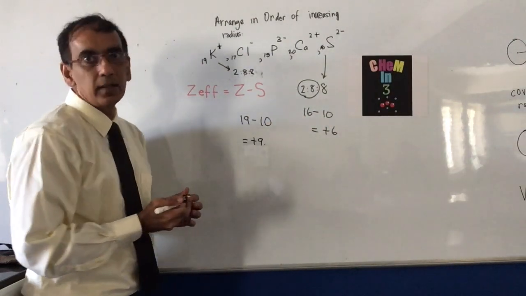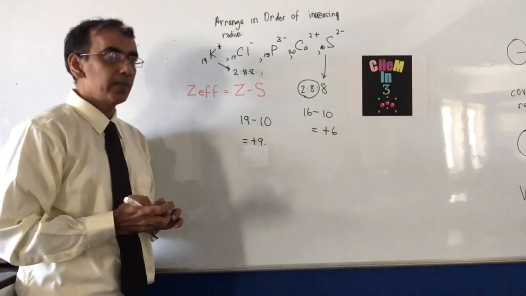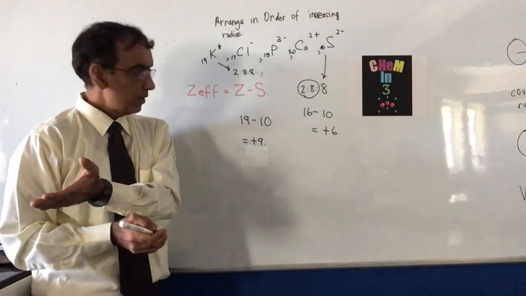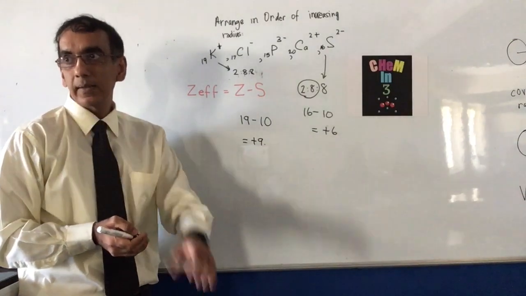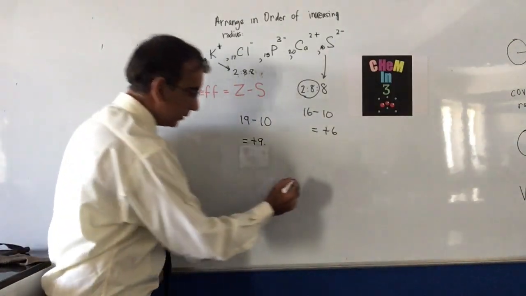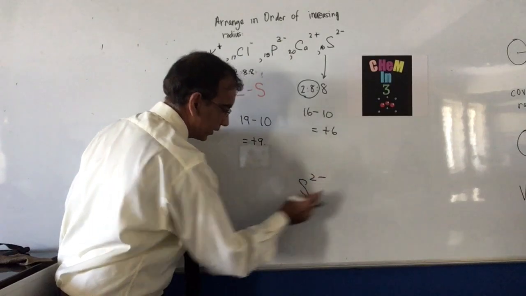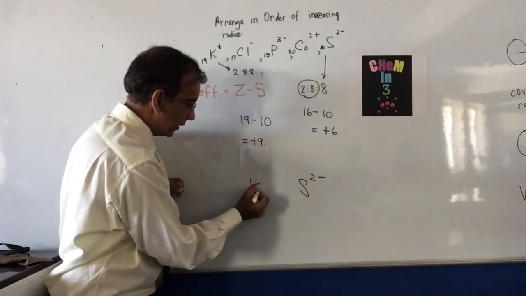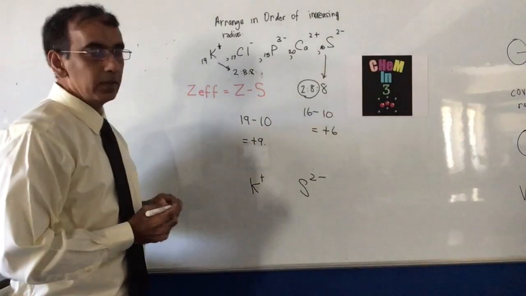So where are you going to put potassium in relation to sulfur? Which has the bigger radius? Why? Sulfur has the bigger radius, and why? Because it has the bigger charge pulling it. So sulfur has to be down there somewhere. Potassium has to be somewhere down on this side.